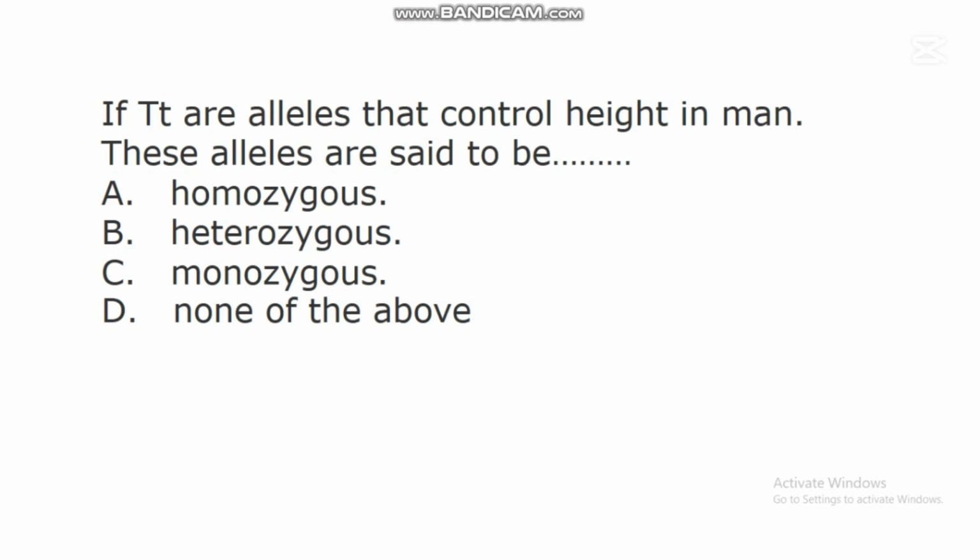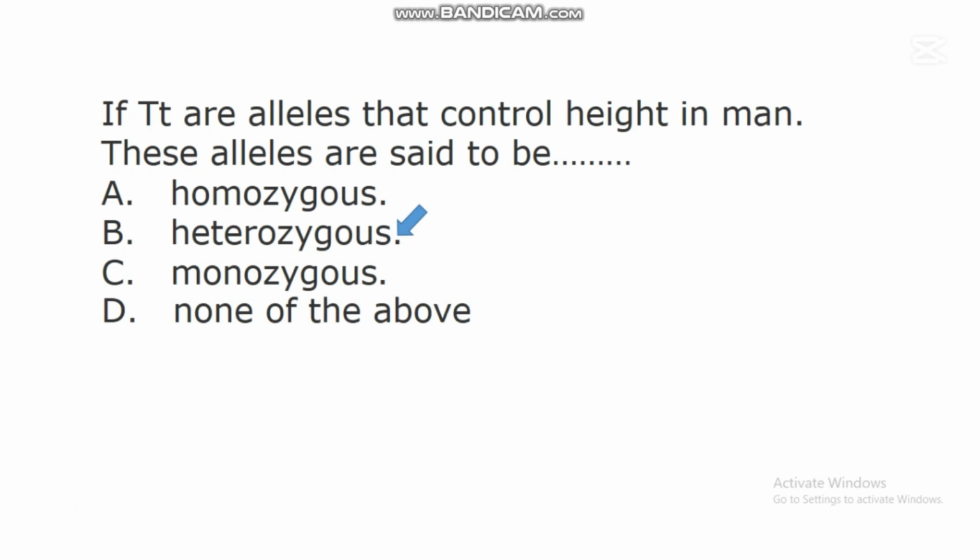The next question says, if Tt are alleles that control height in man, these alleles are said to be dash. A, homozygous. B, heterozygous. C, monozygous. D, none of the above. In this question, the correct answer is B, heterozygous.